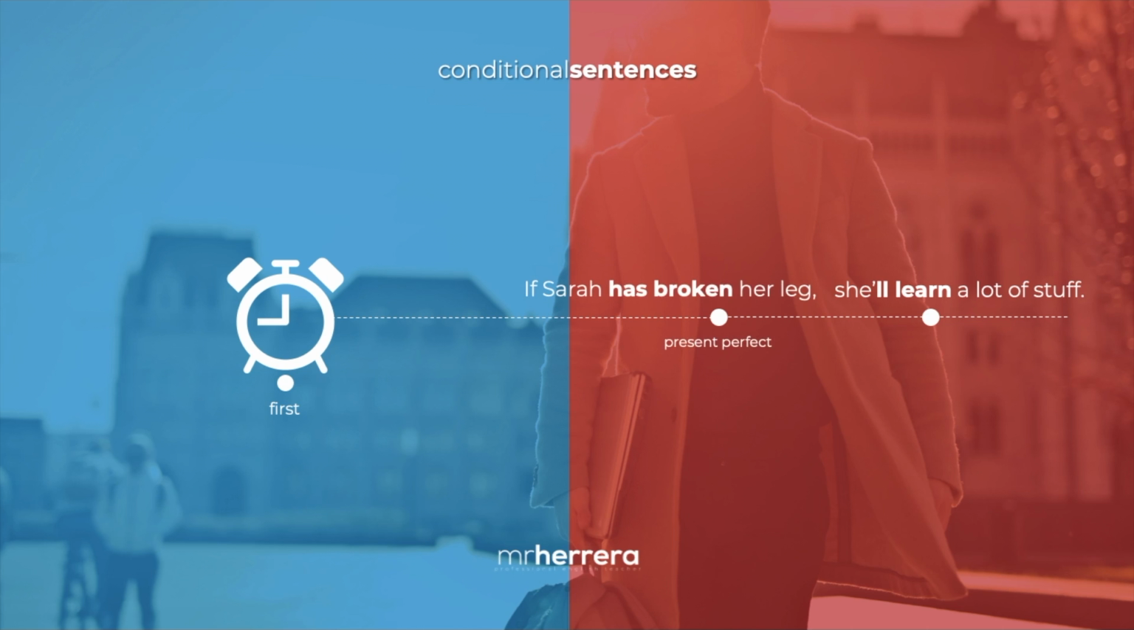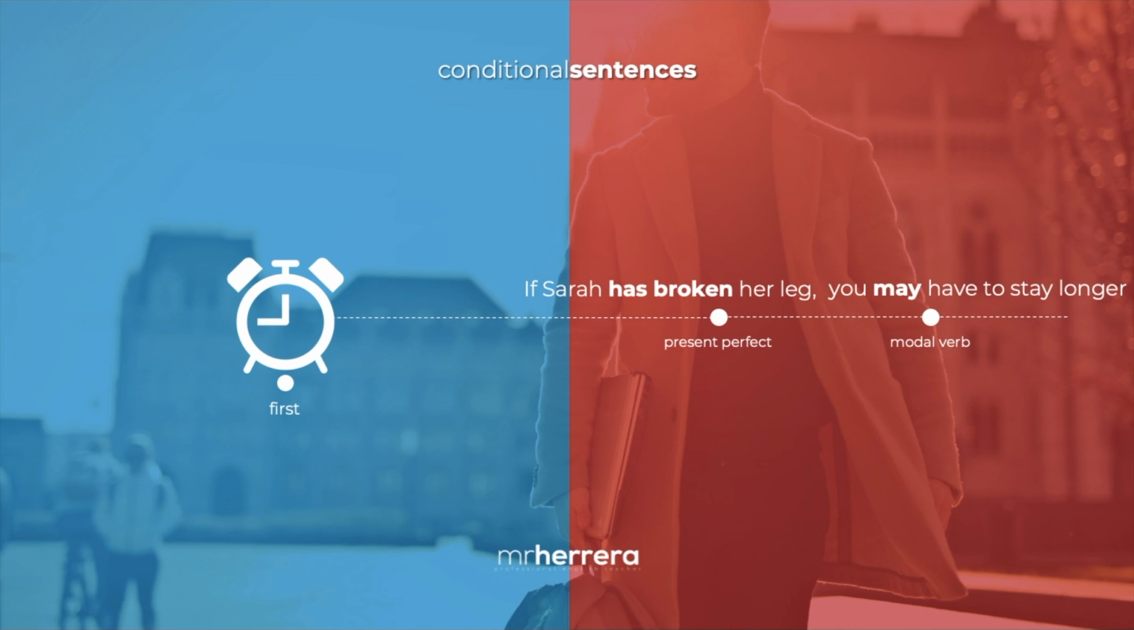In this occasion, I want to use the present perfect. And instead of using will, which is like the most common modal verb, well, I want to use may. Remember, we have already checked this before. May, we use it for possibilities. So in this case, well, the meaning can change a little. If Sarah has broken her leg, you may have to stay longer.